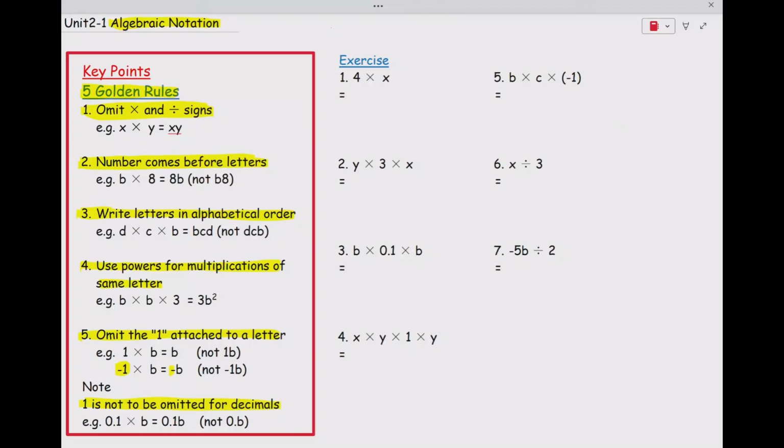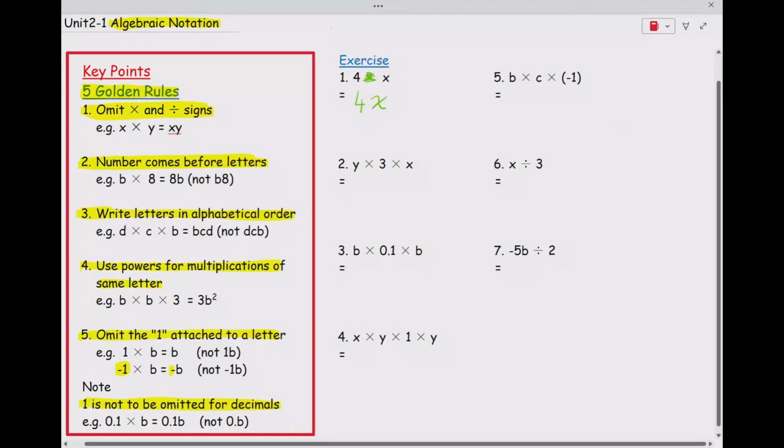Let's go back to the question. 4 times x. First, omit the multiplication signs. And then make sure that numbers come before letters. So the answer is 4x.